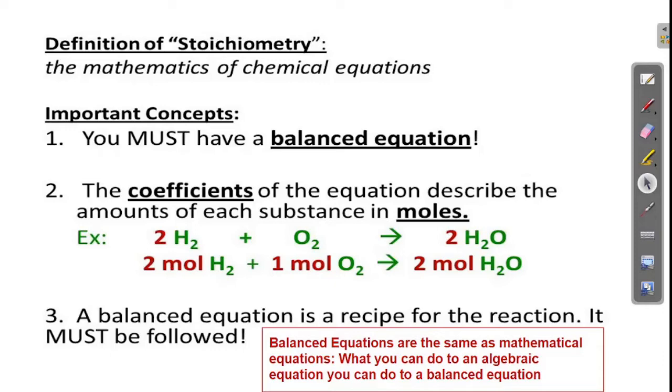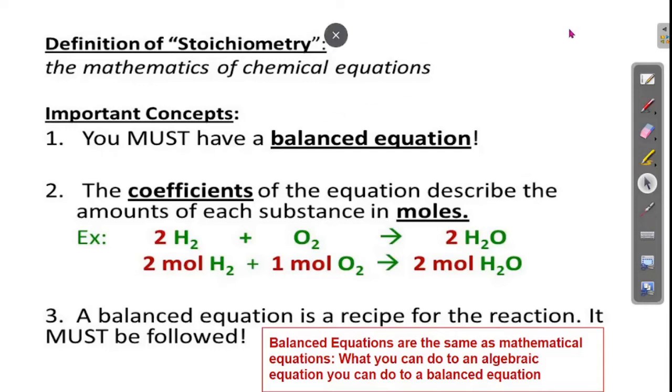Computing how much of a reactant you need to make so much of a product. If you have so much of a product, how many grams of a reactant do you need, a specific reactant, and so on. All of the combinations that you can think about that you can use to find out reactants, products, and so on is stoichiometry. All that math.